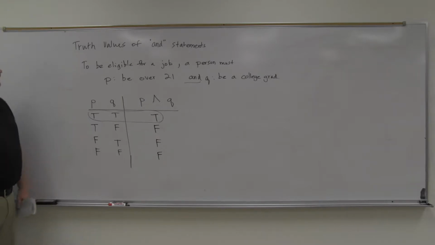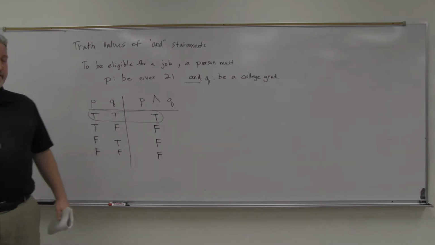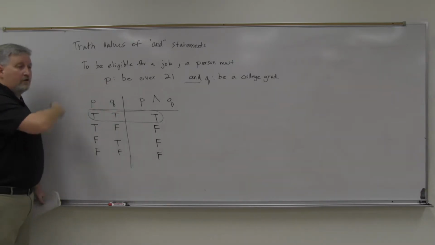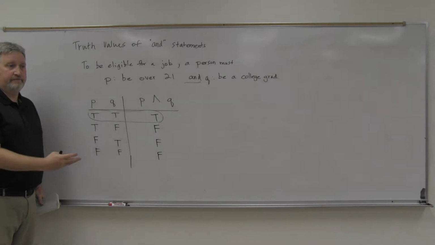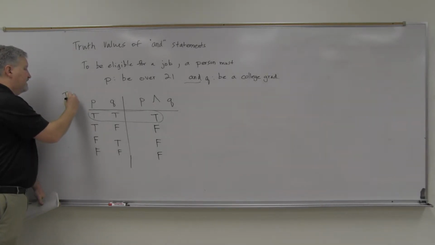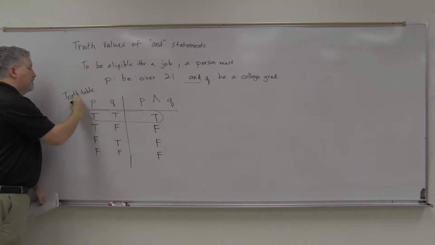We'll do another one here in a second. We'll do the or next here, but let me also tell you, the way I organized this here, that's called a truth table. And this is a truth table for the and statement, P and Q.